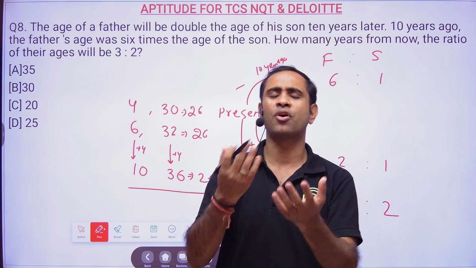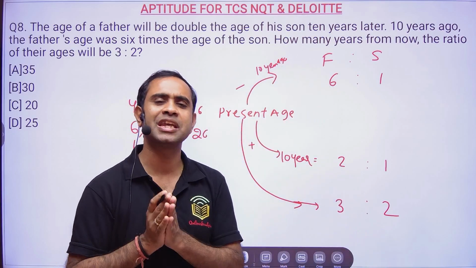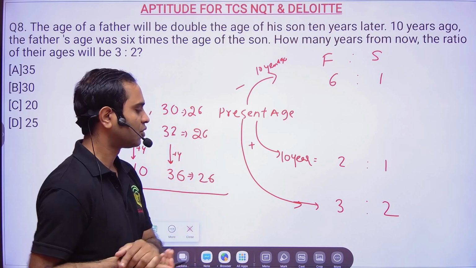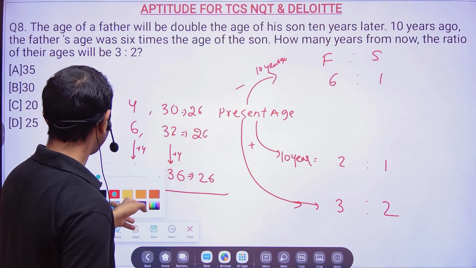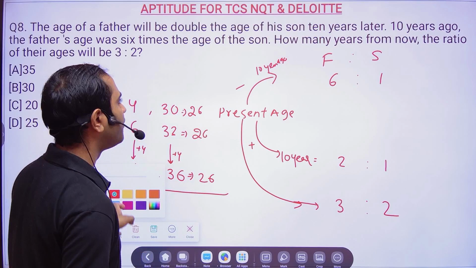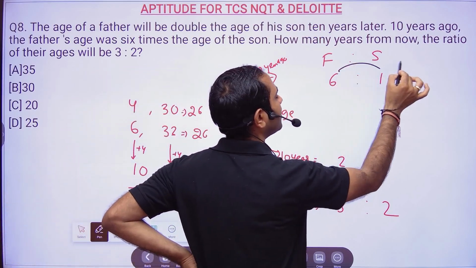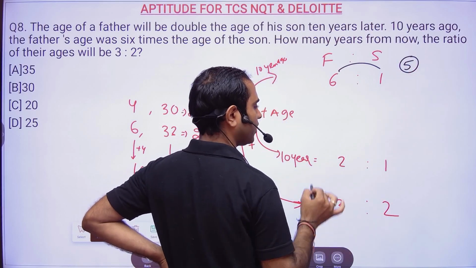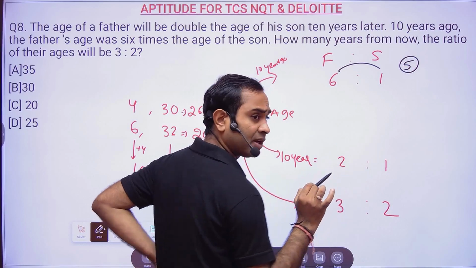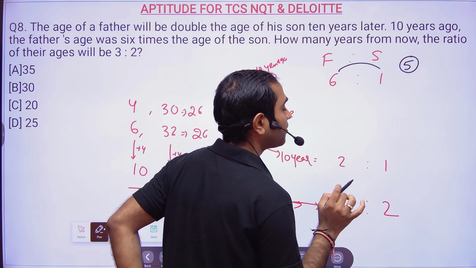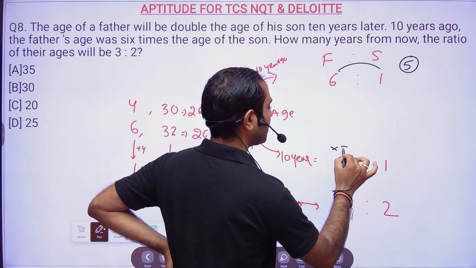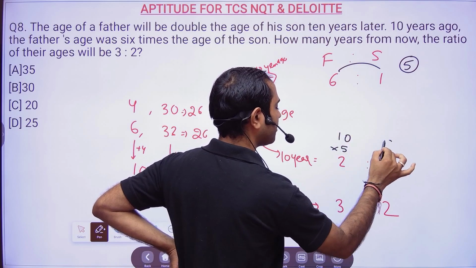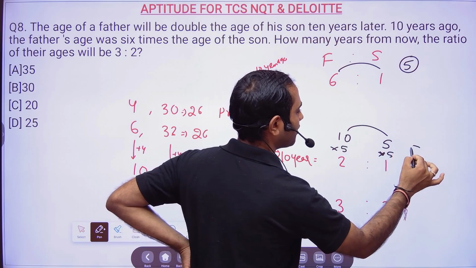So if you want to solve any problem of ages, first keep in mind to try to keep this gap the same. So here, 6 minus 1, the gap is 5. Here 2 minus 1, 1. Here 3 minus 2, 1. No, I want the gap of 5 only, because the age gap should be the same. So what I will do, I'll multiply by 5. So here 10 and here 5. So the age gap will be 5.